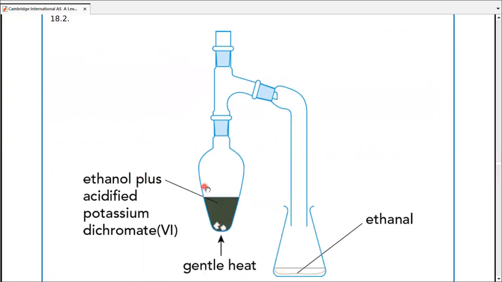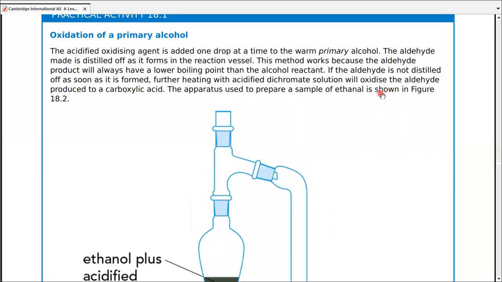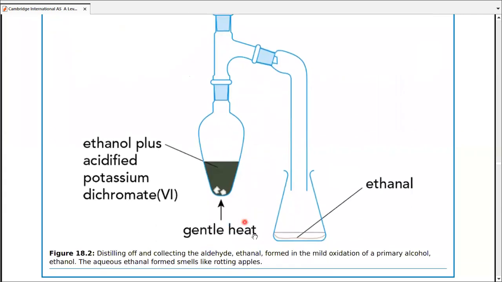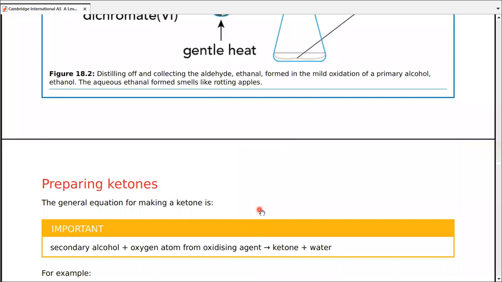So we have ethanol plus acidified potassium dichromate(VI). We give it a gentle heat. Don't forget, acidified means we have some dilute sulfuric acid in there. It can also be phosphoric acid, but we prefer sulfuric acid. And we keep distilling it out over here as ethanal. Remember, he has already told you that the product, aldehyde, will have a lower boiling point than alcohol. Okay, moving on. Remember, the aqueous ethanal formed smells like rotting apples.